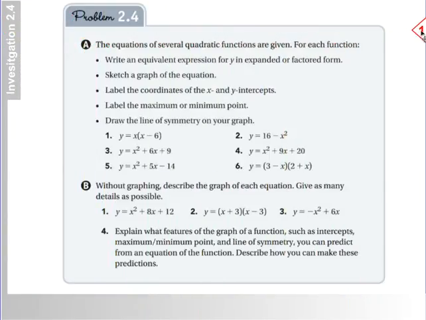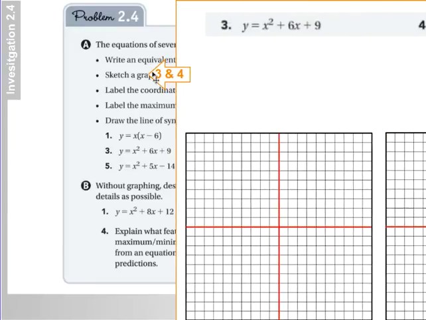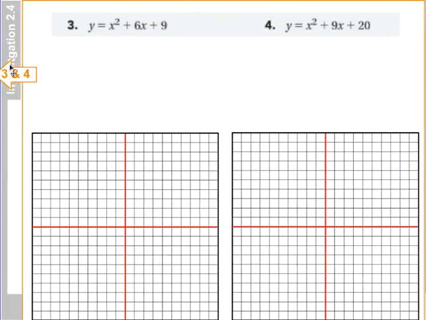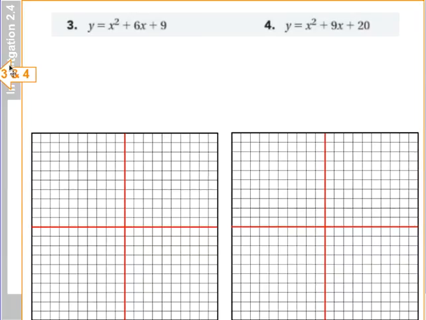Now for 3 and 4, I'm going to go through a little bit faster here, because at this point, we should get the basic process. So we're looking for my x-intercepts, my y-intercept, my line of symmetry, my vertex. And we have an expanded form expression, so therefore my y-intercept is just that, 9. In factored form, well, I'm looking at this, I have an x squared, I have a 9. It really looks like I have a square binomial.